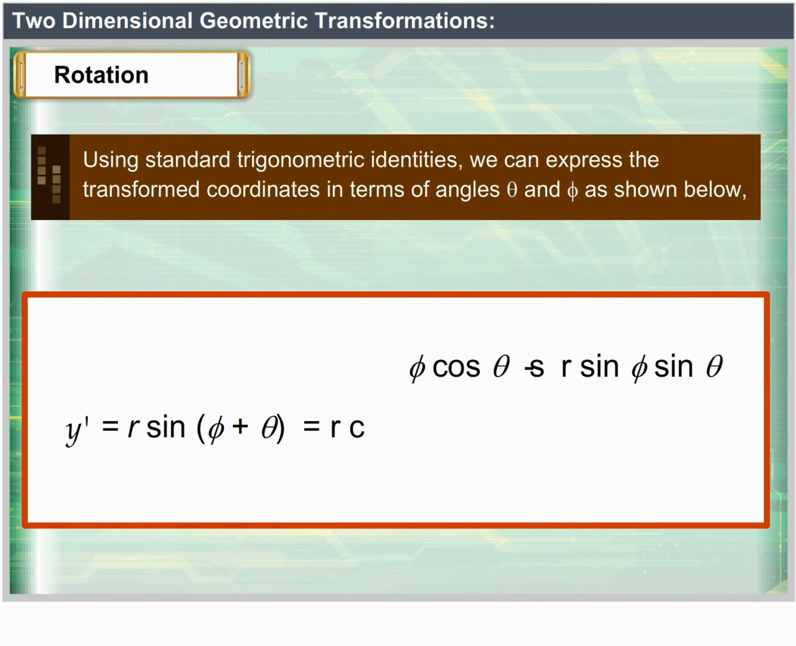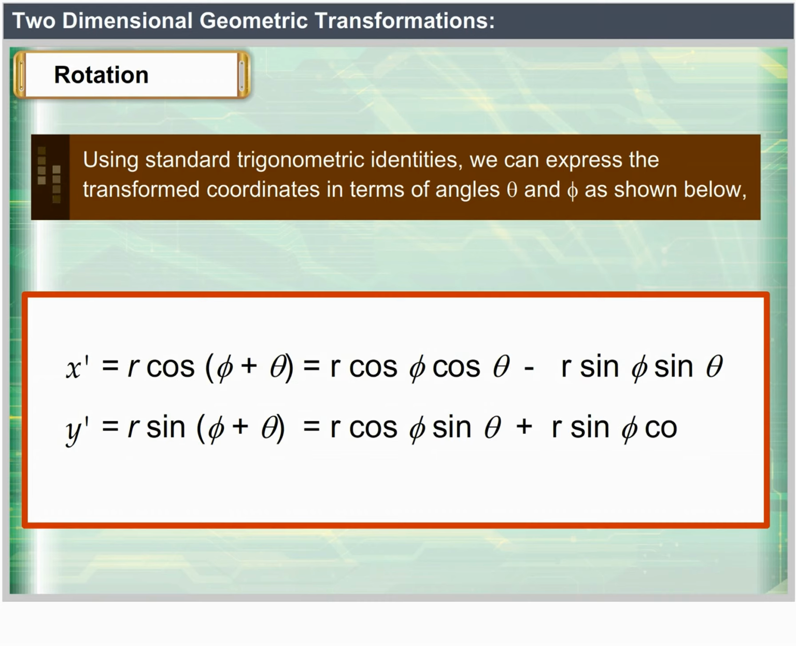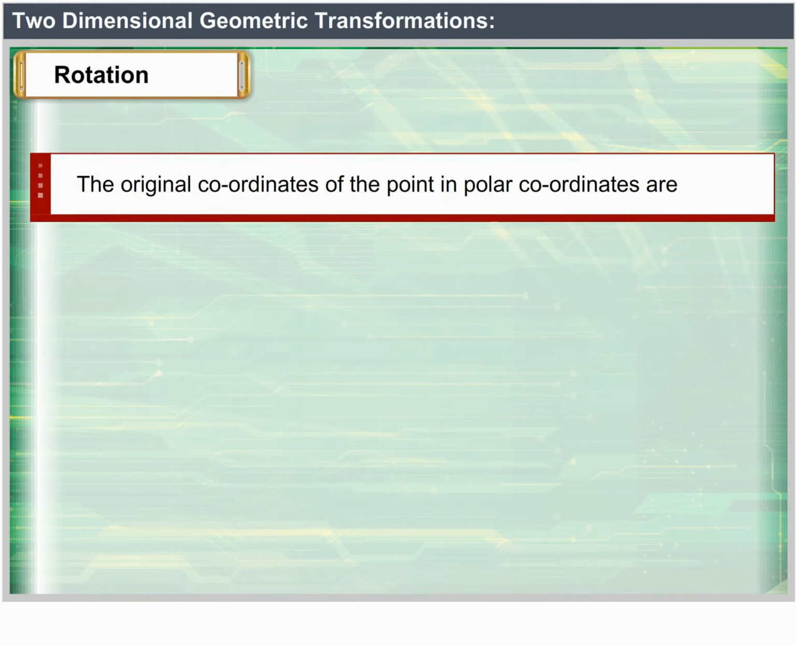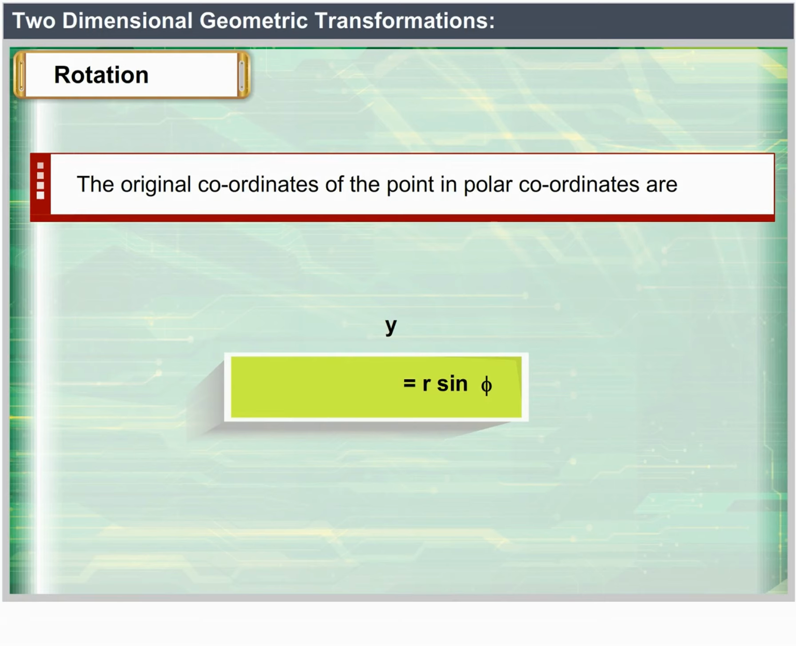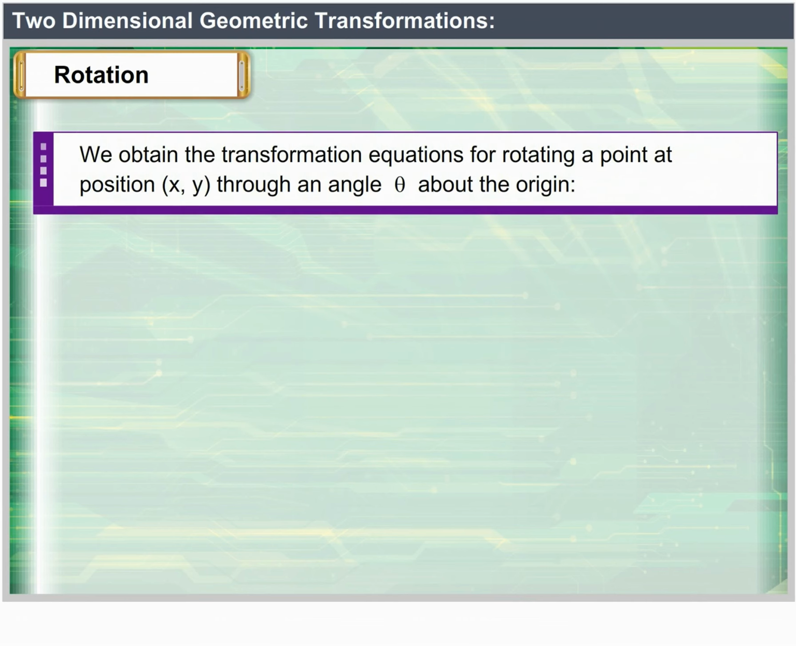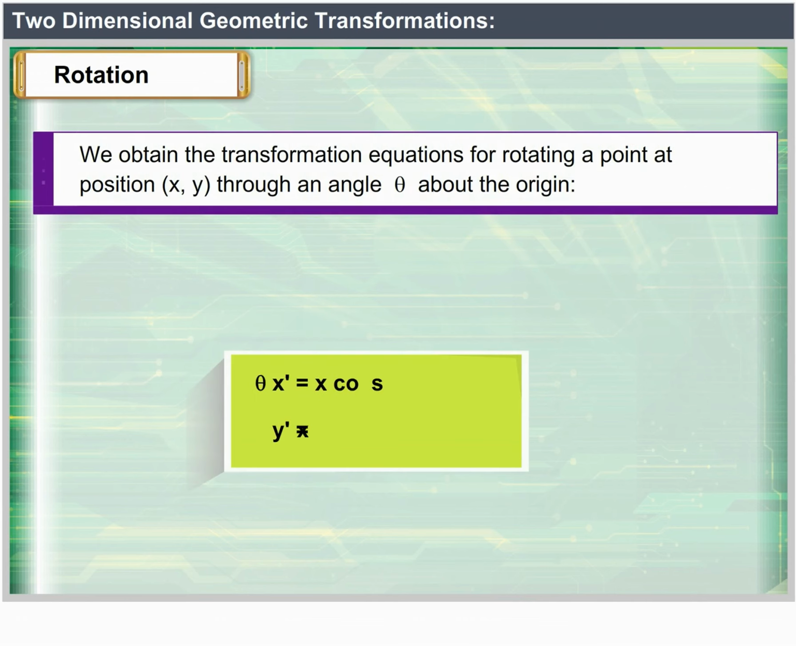The original coordinates of the point in polar coordinates are x equals r cos phi, y equals r sin phi. We obtain the transformation equations for rotating a point at position (x, y) through an angle theta about the origin: x' equals x cos theta minus y sin theta, y' equals x sin theta plus y cos theta. We can write the rotation equations in the matrix form P' equals R times P, where the rotation matrix is as shown on the screen.